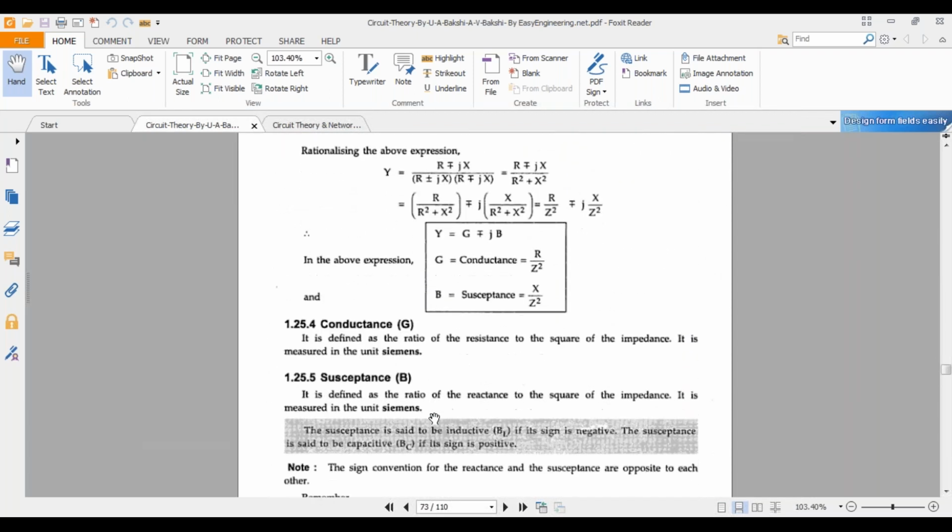Now, I would like to tell you some fundamental things. Think about fundamental things of resistance, conductance, susceptance, and everything.